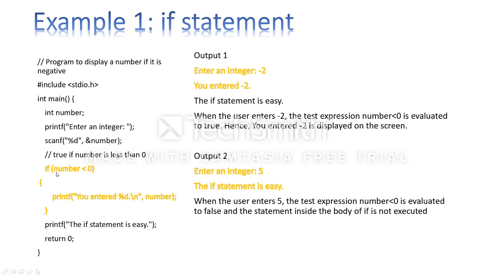When you enter a number less than 0, it prints the statement in the body of the if condition. If you are not entering a number less than 0, it skips the body of the if and goes to the next lines of the program. What is the next line here? Here the next line is printf. The if statement is easy. If you are not entering a negative number, it prints the statement like this.